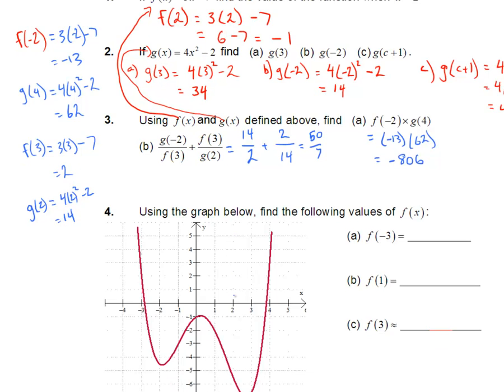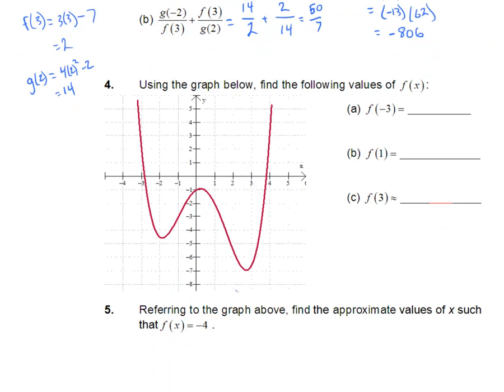In example 4, we're asked to find f of minus 3, f of 1, and f of 3 from the graph. So f of minus 3 means the function value when x is minus 3. We look at our graph, here's x minus 3. The function is the curve, so we're right there, which is 1. f of 1, again, that means x is 1. So here is 1. We go down here. That value is minus 2.